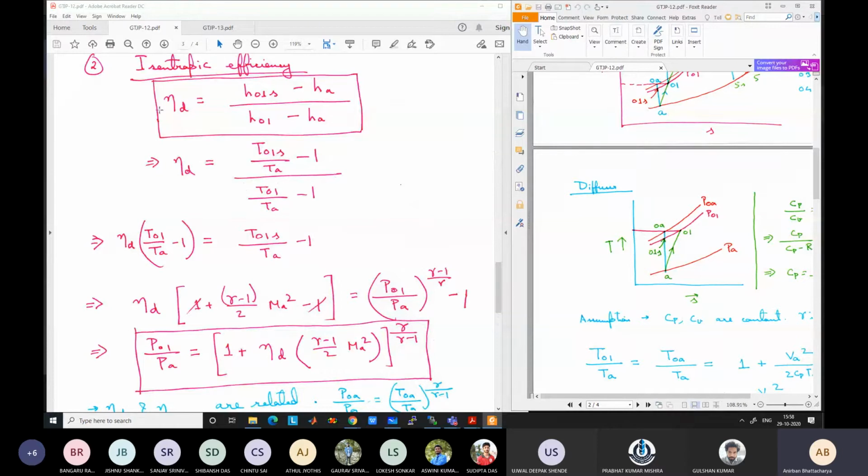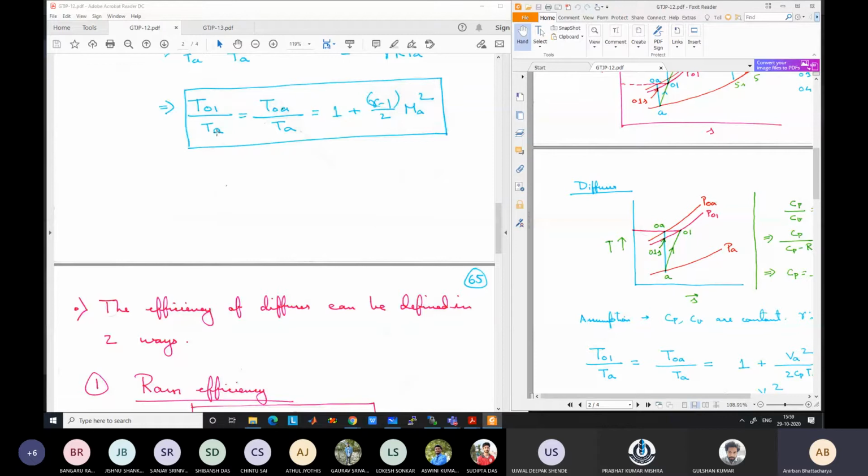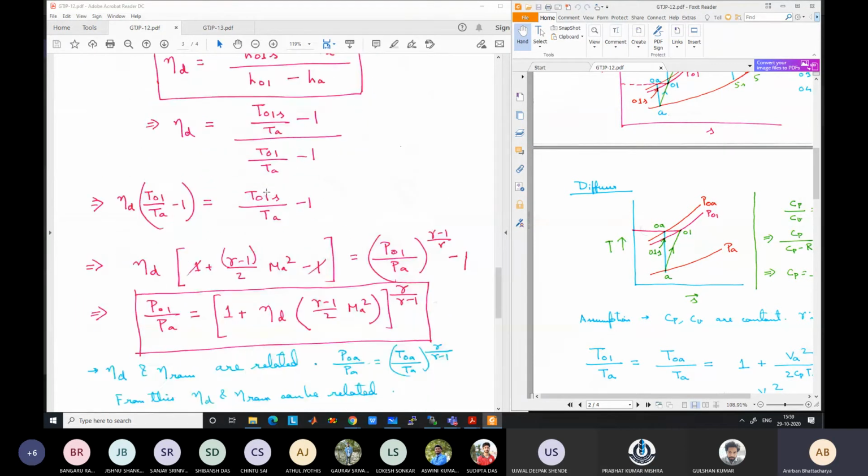So eta d, where eta d is the diffuser isentropic efficiency, into (T01 by Ta − 1), this part is equal to T01s by Ta − 1. What is T01 by Ta? We have just calculated right now. T01 by Ta is 1 plus (gamma − 1) by 2 Ms square. Remember this. 1 plus (gamma − 1) by 2 Ms square minus this 1 is there, so this 1 gets cancelled. Okay, is equal to, what is T01s by Ta from this diagram?